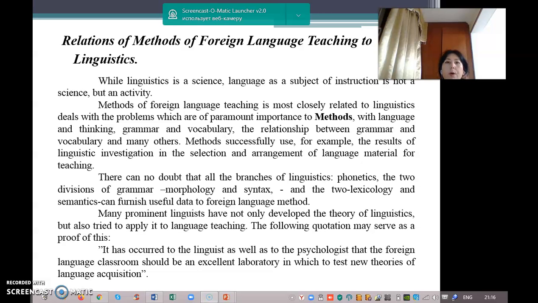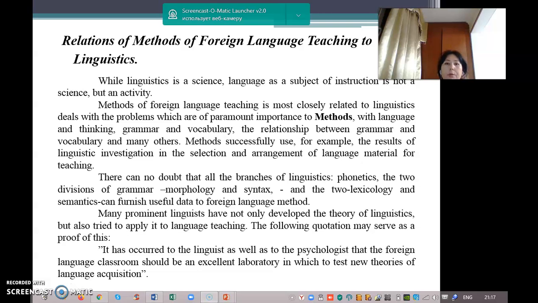In this slide, I am going to talk about relations of methods of foreign language teaching to linguistics. While linguistics is a science, language as a subject of instruction is not a science but an activity. Methods of foreign language teaching is most closely related to linguistics, which deals with problems of paramount importance to methods: language and thinking, grammar and vocabulary, the relationship between grammar and vocabulary, and many others. Methods successfully use, for example, the results of linguistic investigation, the selection and arrangement of language material for teaching.